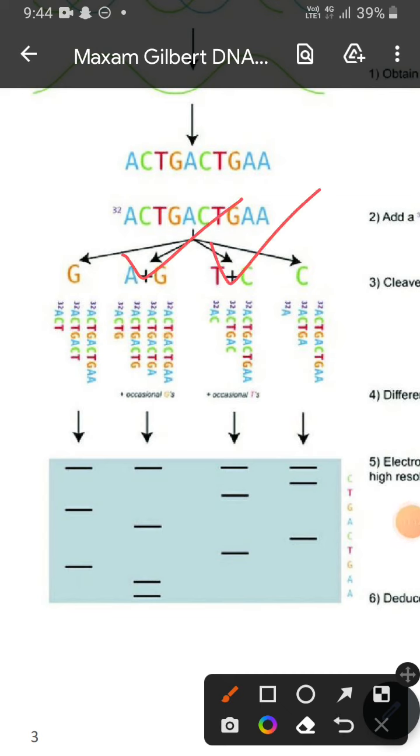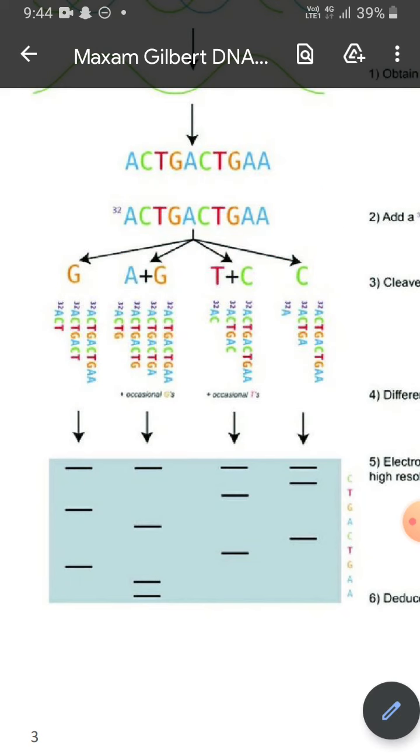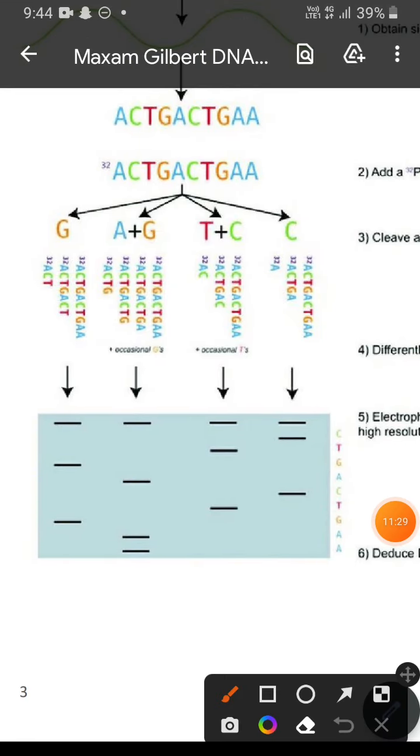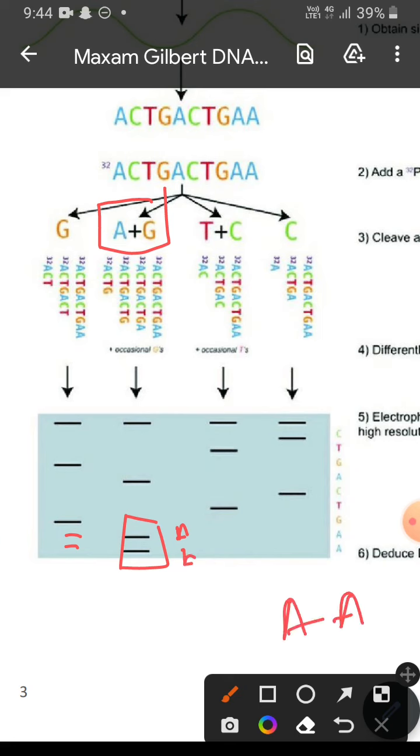I am just telling you about the DNA nucleotide identification process in case of A plus G tube and T plus C tube. In that way you can deduce your DNA sequence. So let's try to deduce the DNA sequence with me. As this is A plus G, there we have two bands. Although these two bands are not present here, that means these two are AA. So in the 3' end we will have AA.